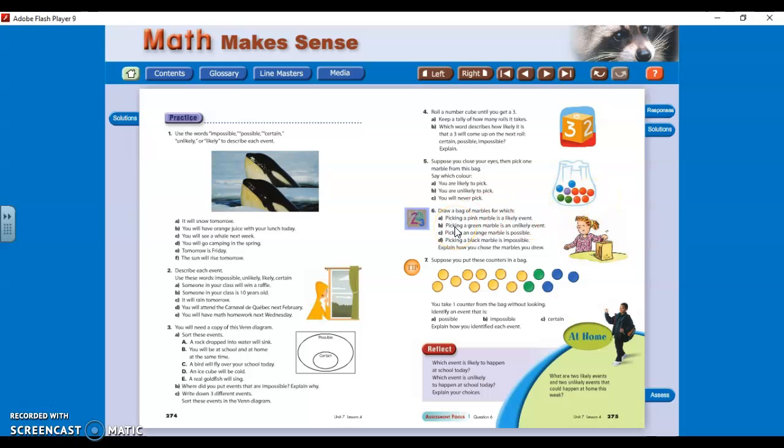Number 6 is going to ask you to draw 4 different bags of marbles, kind of like that one. But draw a bag of marbles for which picking a pink marble is a likely event. You're going to have to color the marbles inside each of the 4 bags, so that it's impossible or possible or probable or unlikely. So that's it. I want you to do number 1, number 2, number 4, number 5, number 6.